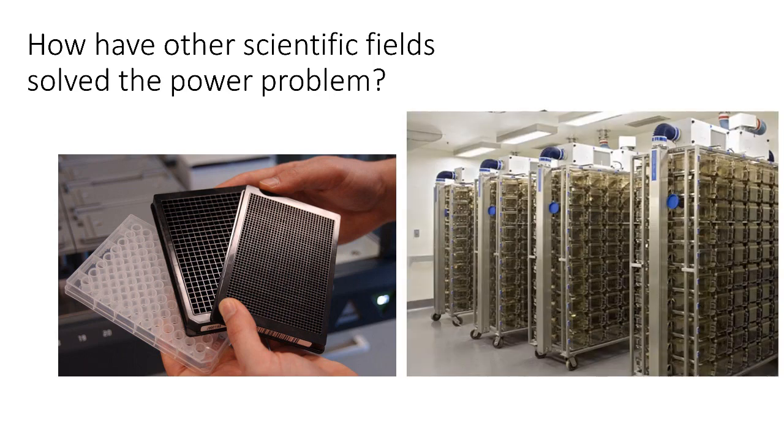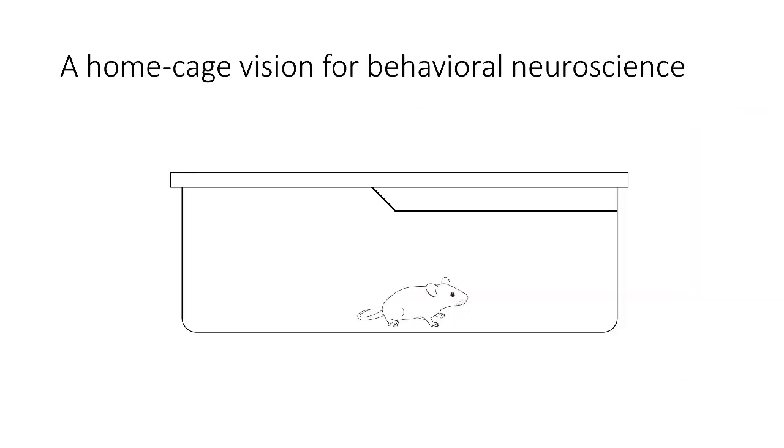The cages are already there, the mice are already there, so could we just put specialized sensors in their cages and test an entire rack of mice at once? Could the colony rack become the 96-well plate for behavior? So this is what I'm calling a home cage vision for neuroscience.